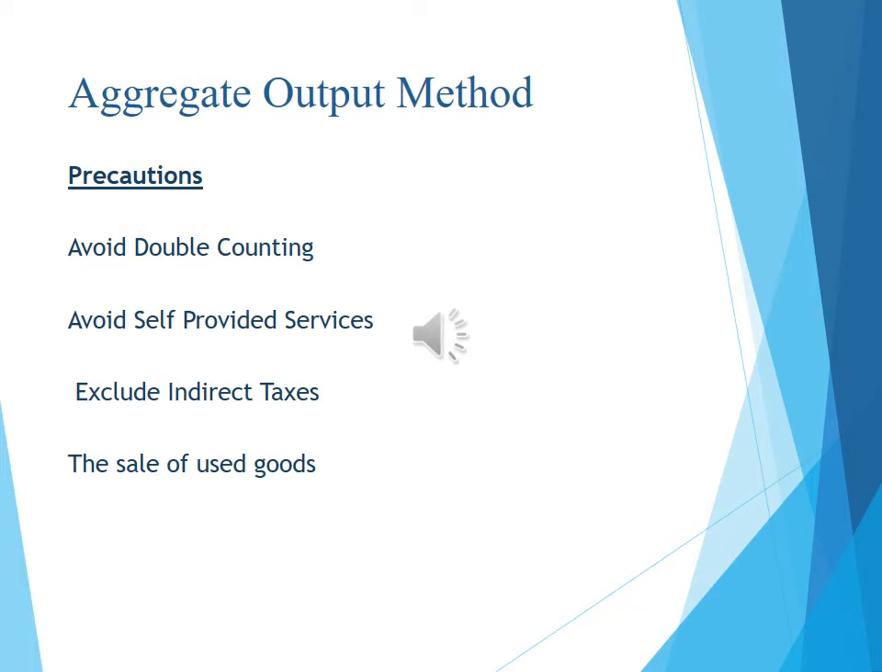In fact, when we count the output of the goods and services, we count them in terms of monetary value, in terms of market prices. And as the market prices not only include the cost of a commodity but also the taxes, indirect taxes which are imposed by the government, so indirect taxes must be excluded. And in the same way, another precaution is that the sale of the used commodity should be avoided.